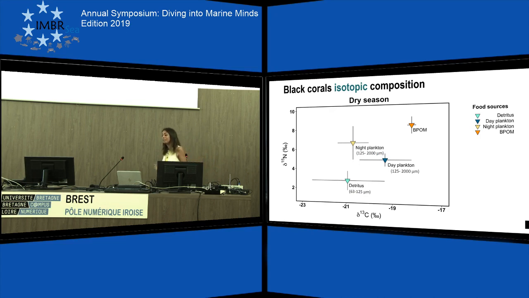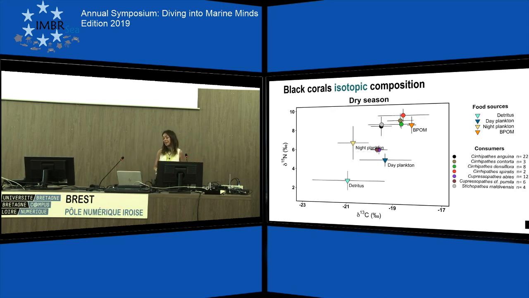And on the other side, we have our consumers, black corals, where we can observe an interesting pattern. We have, in a lower trophic level, branched corals, and in a higher trophic level, all the whip corals.